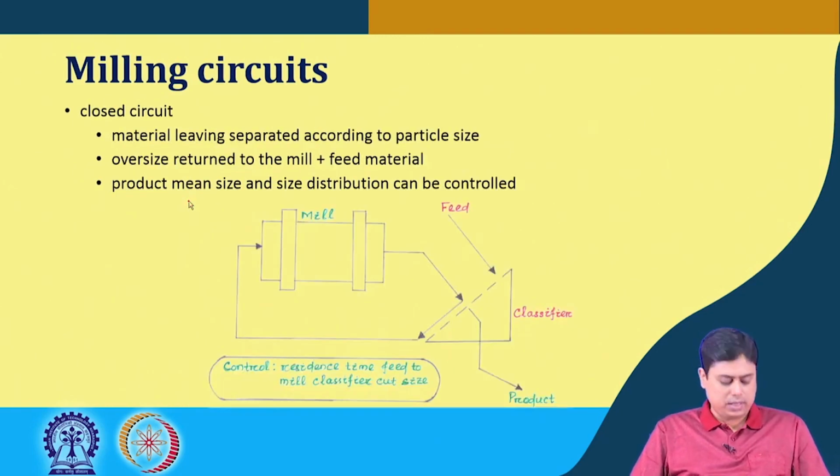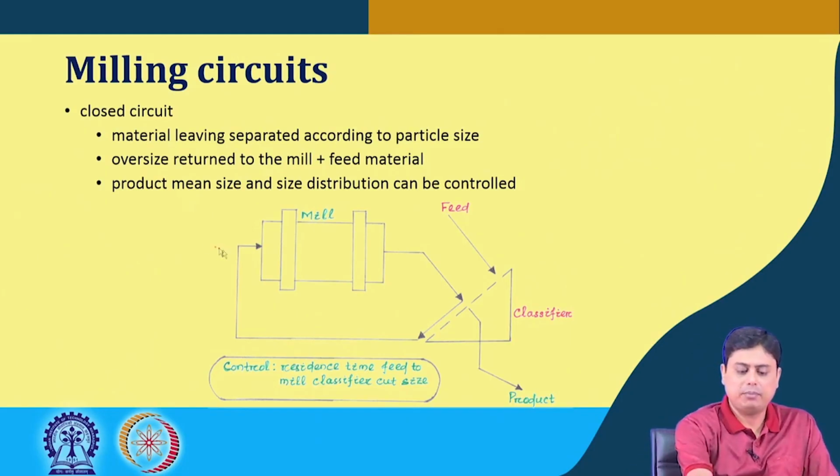In case of closed circuit operation, the material leaves the milling or grinding operation, and then it is separated according to particle size, and oversized particles are again fed back to the inlet along with the fresh feed. So, it is a kind of closed loop scenario. In this case, the mean product size and the size distribution can be better controlled than in the open circuit operation.